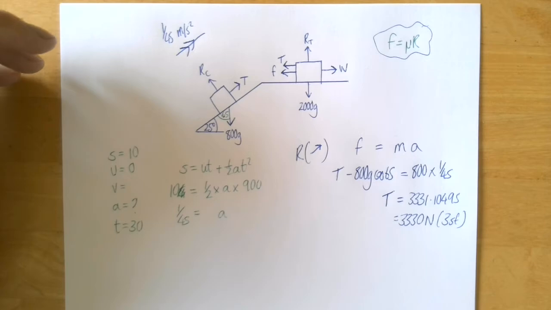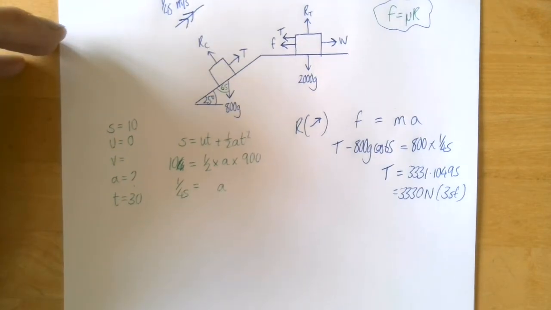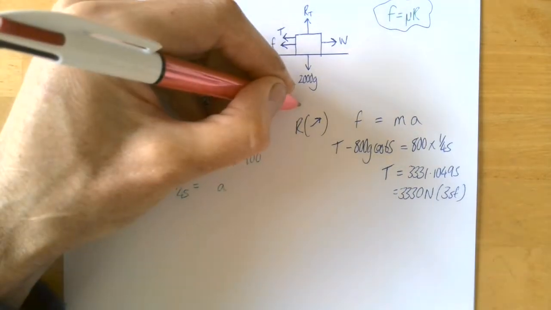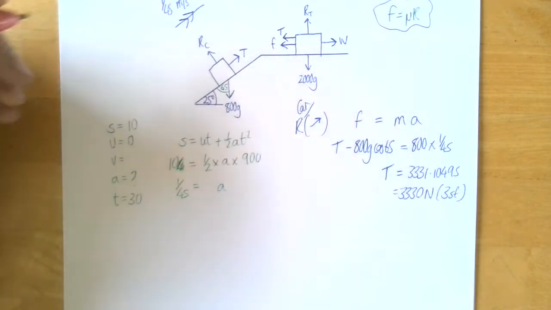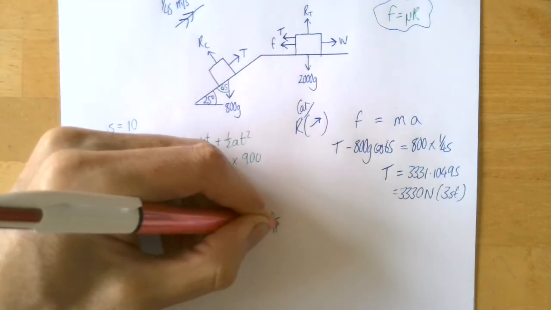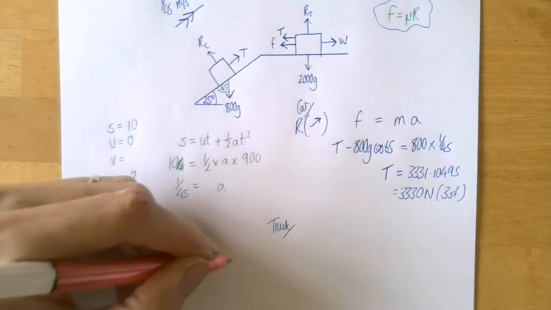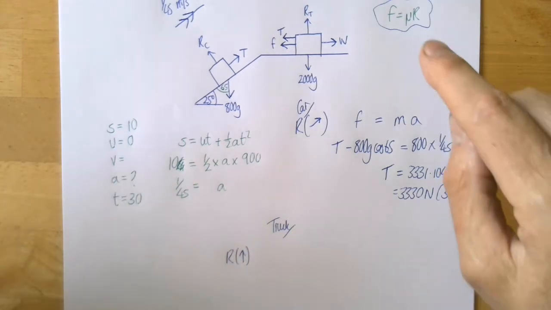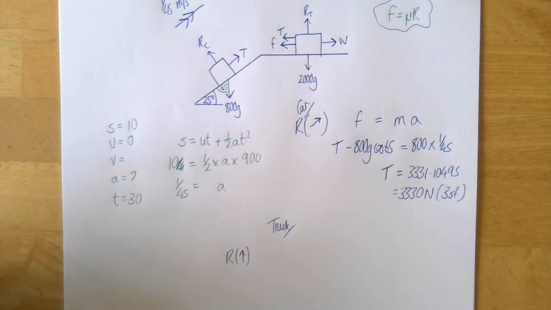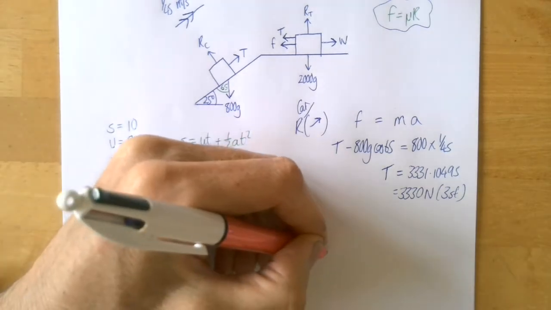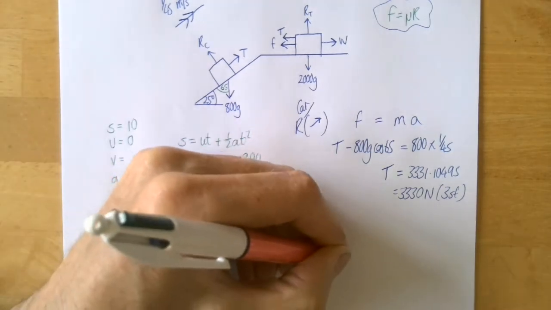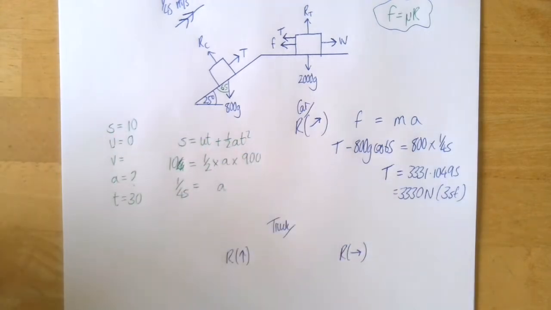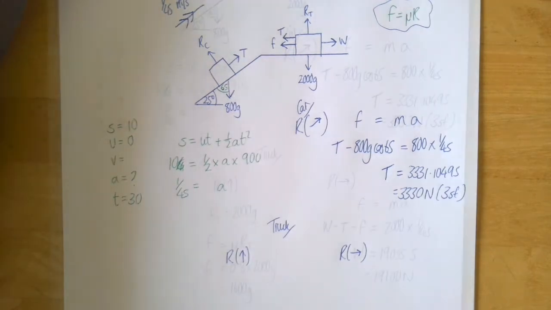So I'm hoping that you're going to be able to resolve, so that was for the car. Now for the truck, I'm hoping that you're going to be able to resolve vertically and then use F equals mu R, and then you're going to be able to resolve horizontally to actually answer the question. So have a go and see if you can finish that bit.